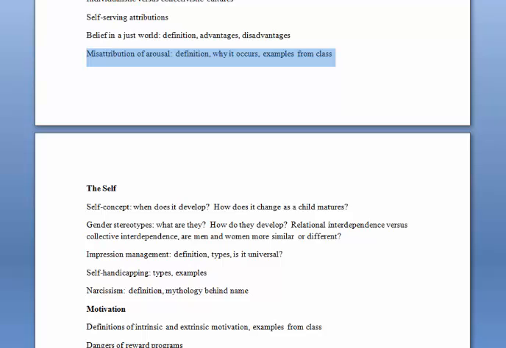A misattribution of arousal would be misunderstanding why we feel the way we feel. So we have that sympathetic nervous system, fight or flight arousal, our heart's racing, blood pressure's up, or whatever the case may be. We look to the situation, the people around us, to see why we're feeling that way.